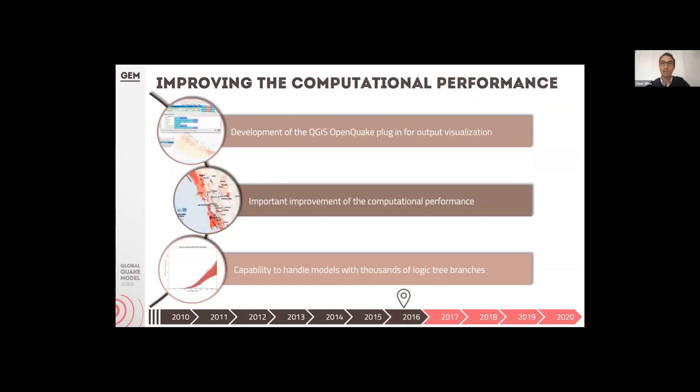2016 was marked by an urgent need to improve the computational performance of the OpenQuake engine, partially motivated by the requirements of some projects and also recently released models, like for example, the ESHM as a model for California. These improvements allow us to handle models with thousands of logic tree branches, which is extremely necessary nowadays, without the need for supercomputers.